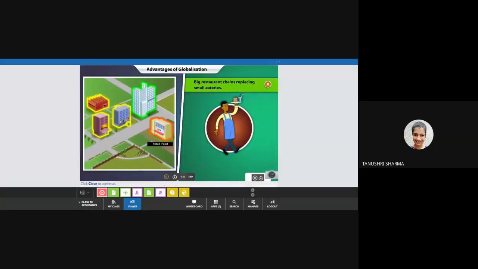The small eateries are being replaced by big restaurant chains which have outlets across the world. These usually serve food that can be prepared and served quickly.